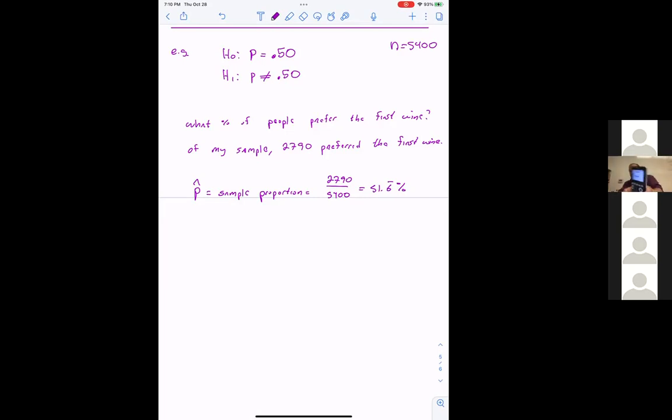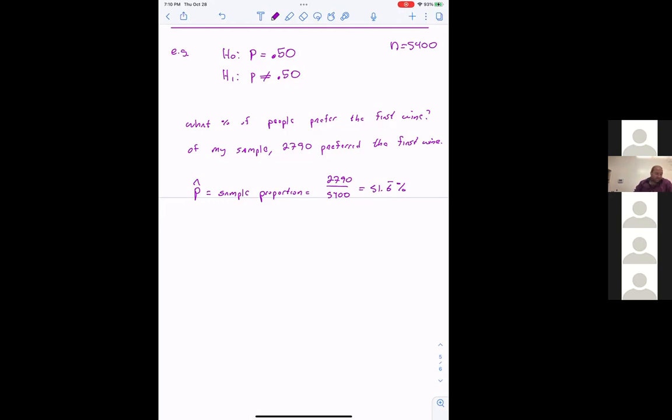So when you do it in your calculator, the 1 proportion z-test, it should look like this. And we have 4 things that we need to input. The first one is P0. What do you think that is? 0.50. The P0 is what the null hypothesis claims the true proportion is. In this case, it's 0.5.